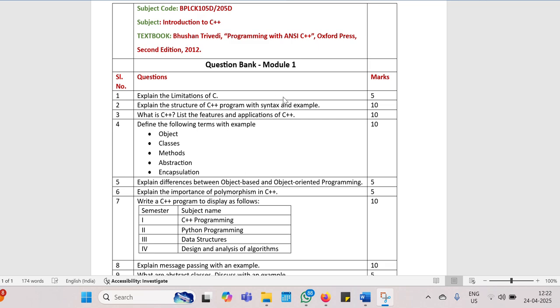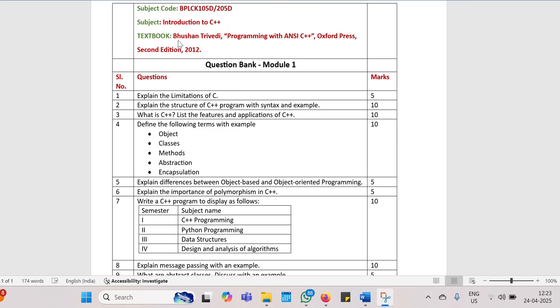Good morning, dear students. Now let us look at the question bank for module 1 of the subject Introduction to C++. So here I have mentioned the subject code which is 105D if it is in the first semester and 205D if it is in second sem.